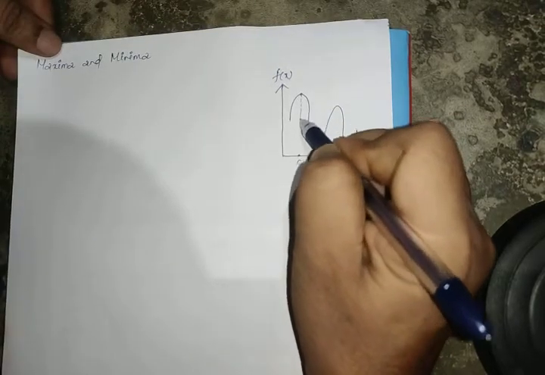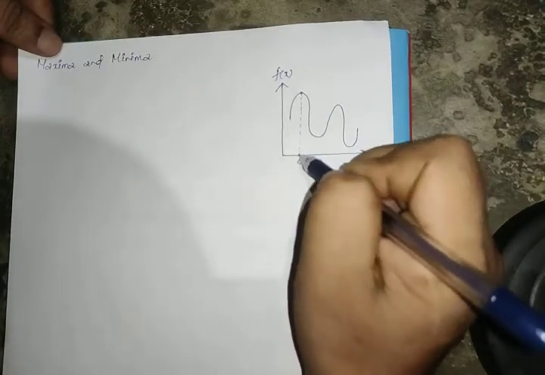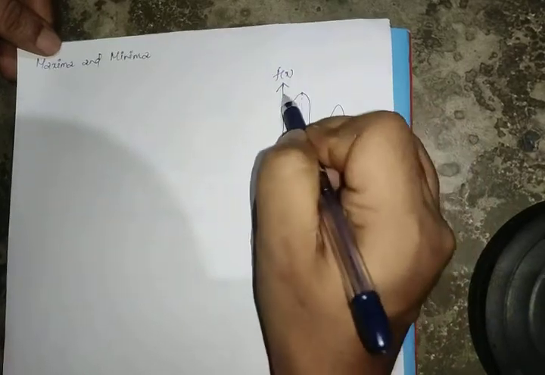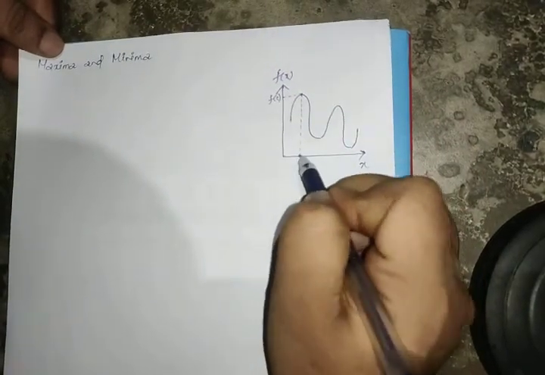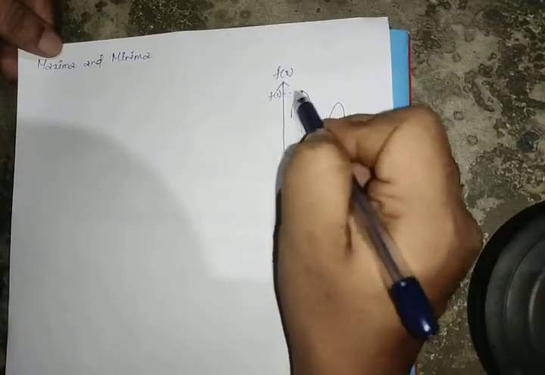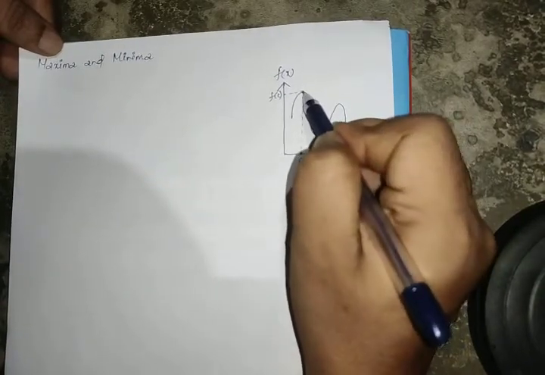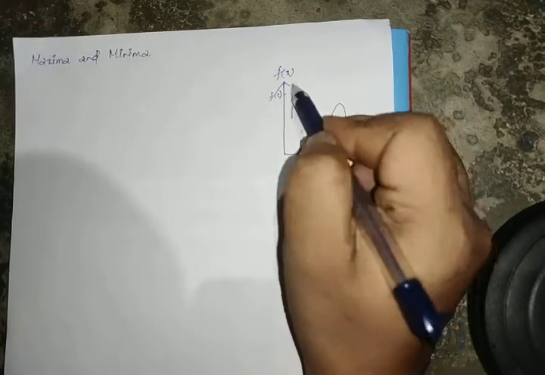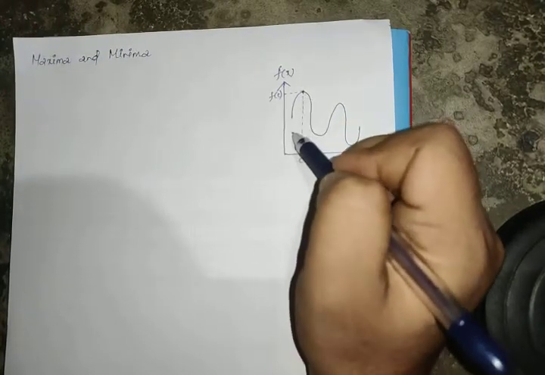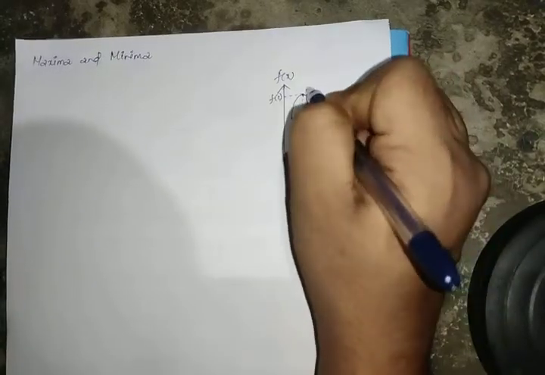Suppose let us join this. So this is at point C and this is f of C, right? So at point C here, this is f of C. This is called maxima, meaning the point at which the function attains its maximum value. That is called maxima.